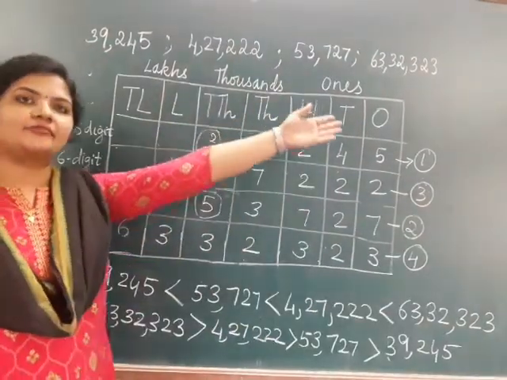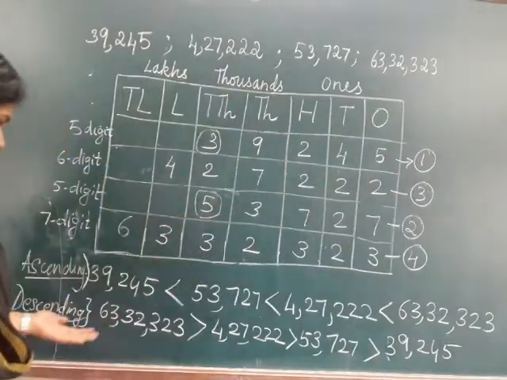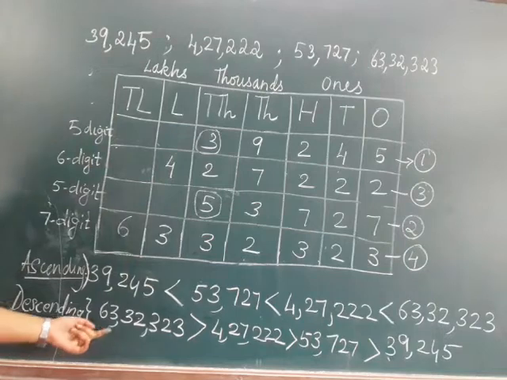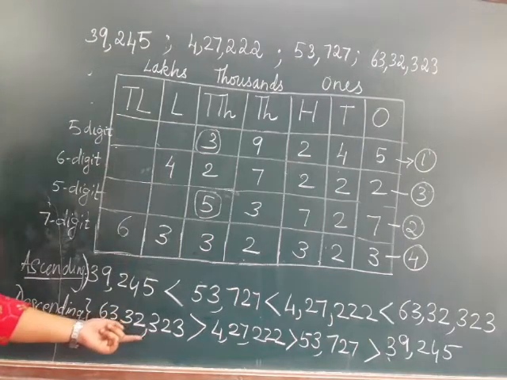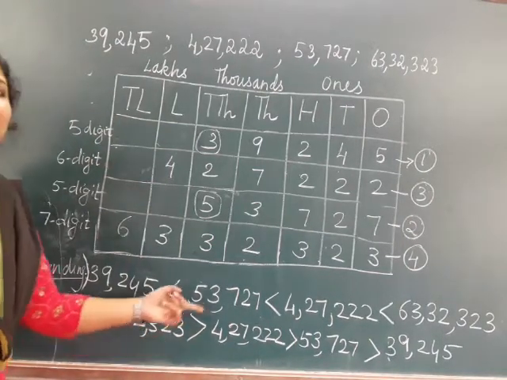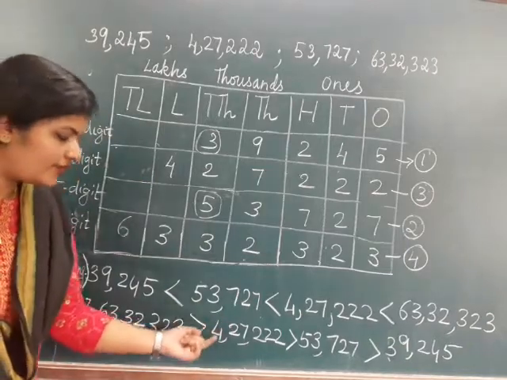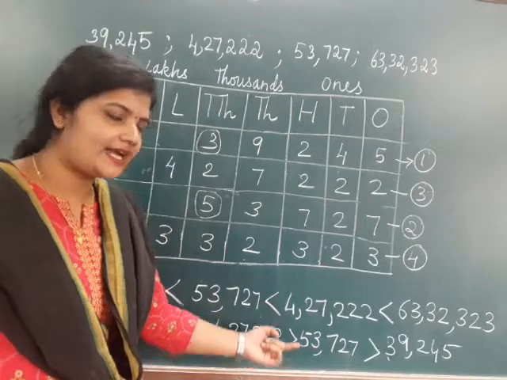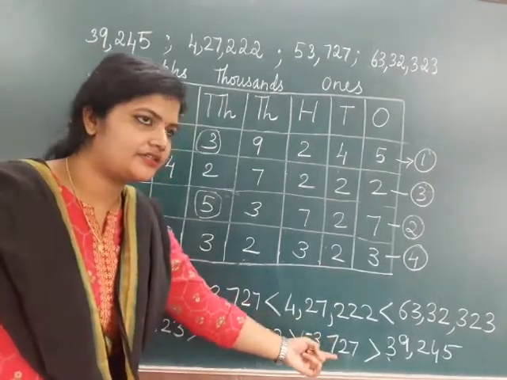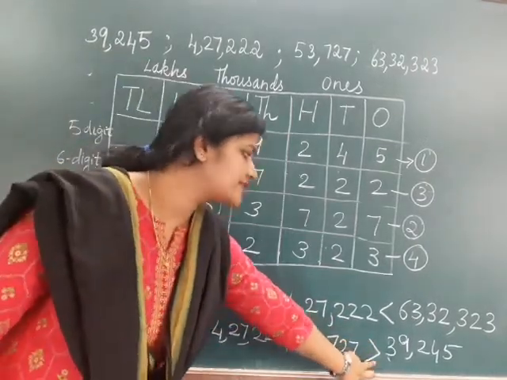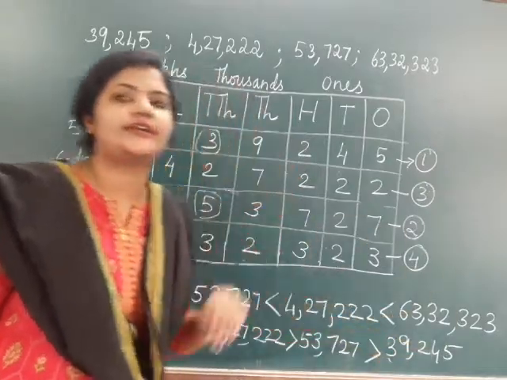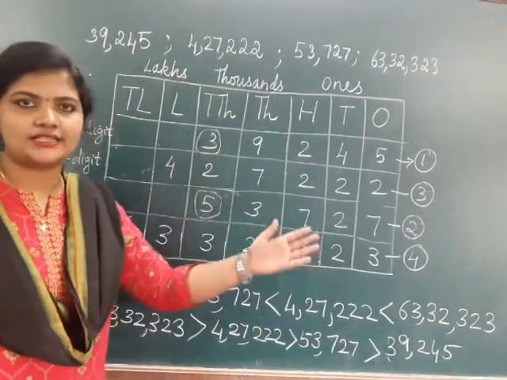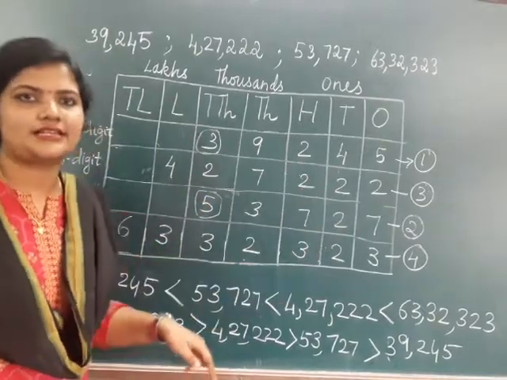So the same numbers can also be arranged in descending order, that is from the greatest to smallest number, like this: 63 lakhs 32,323 greater than 4 lakh 27,222 greater than 53,727 which is greater than 39,245. So I hope you understood how to arrange large numbers in ascending and descending order.